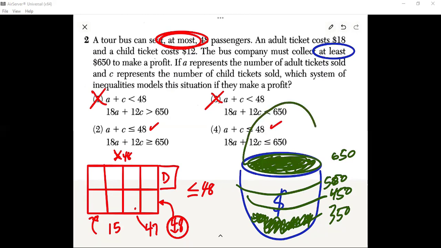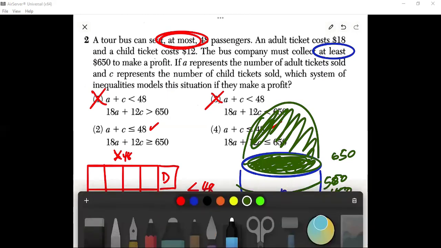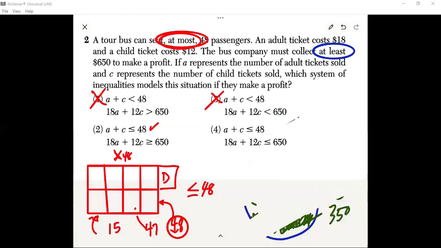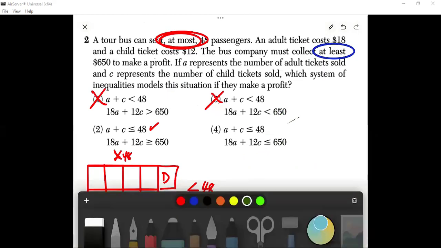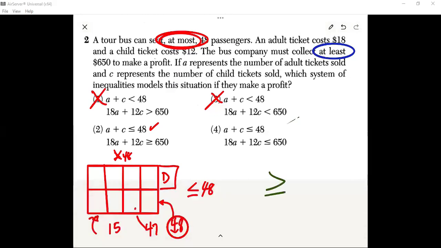What if it flowed over the bucket? What if we had more than 650? Would that be okay? Absolutely. We just have to be able to fill that bucket up to 650. If it goes over that, that's fine. We want to make more money, but we have to make at least 650. So what does that mean? That means we have to be greater than or equal to 650, right?